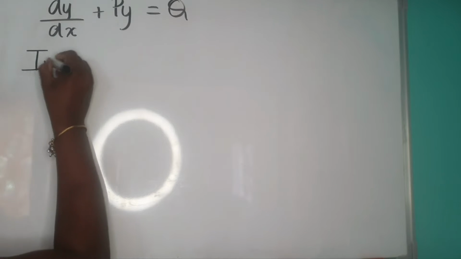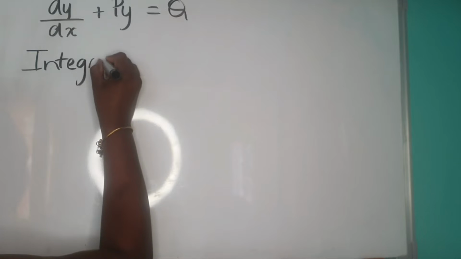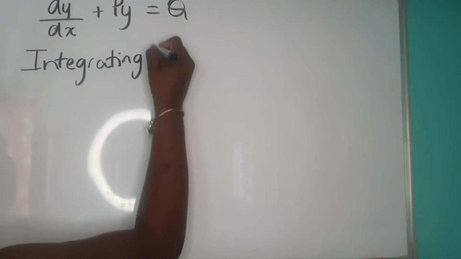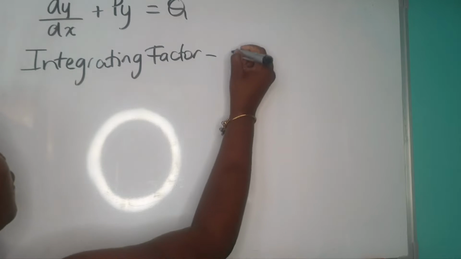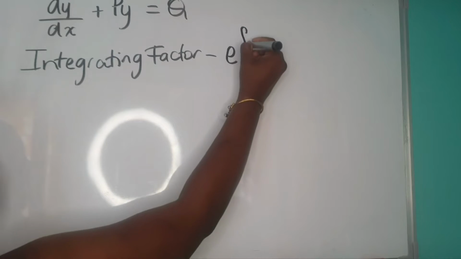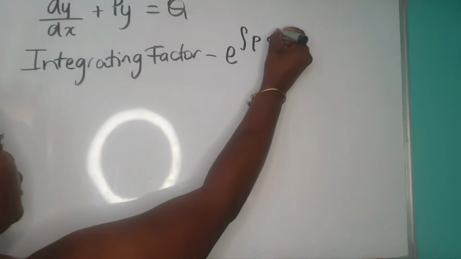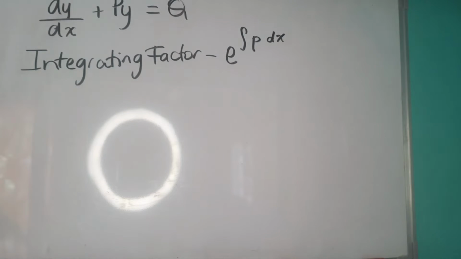Now, our second step is to find our integrating factor. And the integrating factor is calculated using the formula e to the integral of p dx.